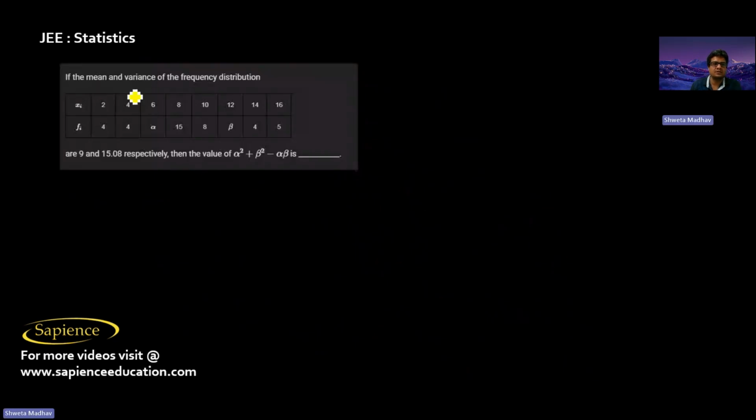And here it is told, if the mean and variance of the frequency distribution is 9 and 15.08 respectively, then the value of alpha square plus beta square minus alpha beta is. So therefore the mean of that is equal to summation fi xi by summation fi. That is given as 9.